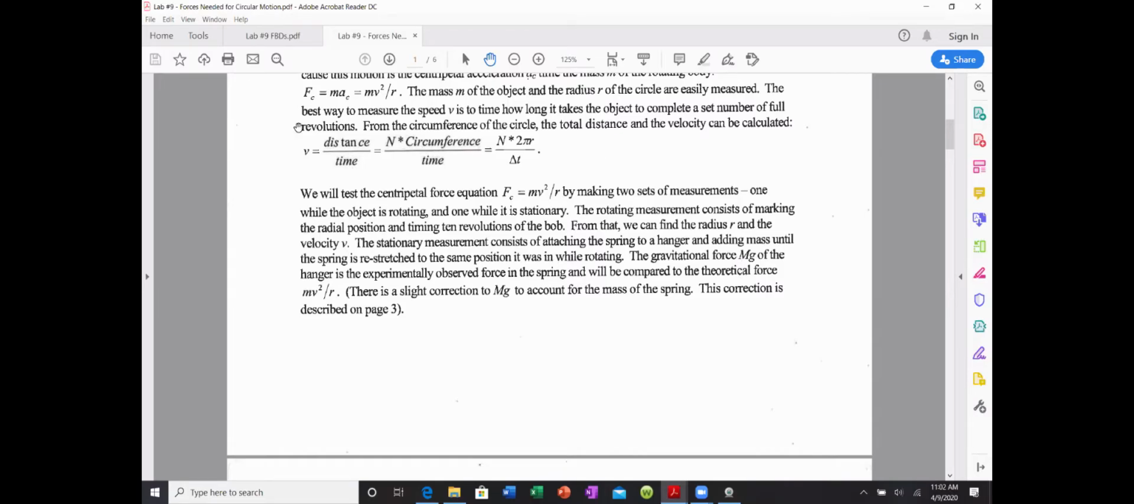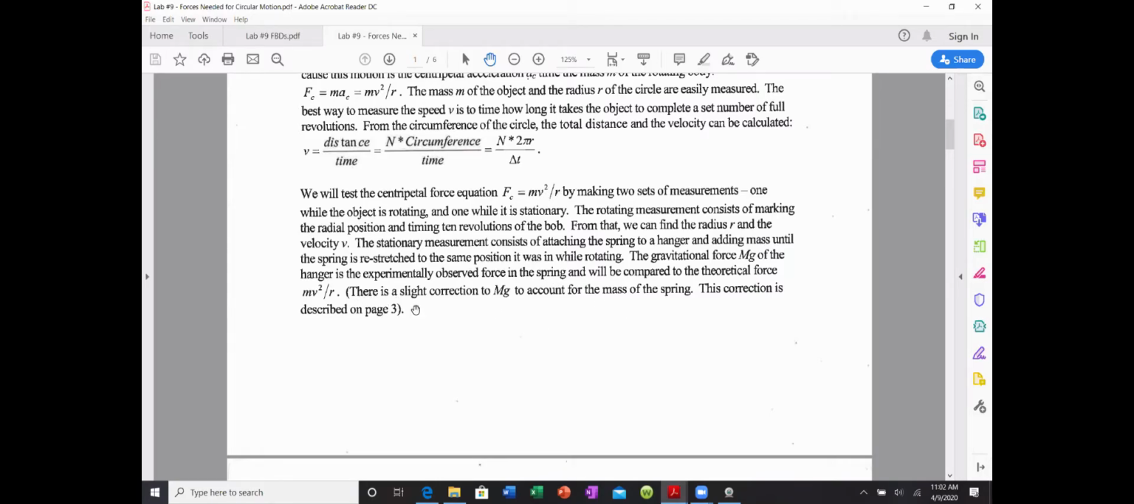The way we're going to test the force is we're going to measure something called capital M. I'm going to give you a mass capital M. There are 3 different masses in today's lab, by the way. Don't confuse the different masses. One of them is capital M. The mass capital M times g is the experimentally observed force. Pretty easy. Capital M times g is the force that we should compare to mv squared over r.